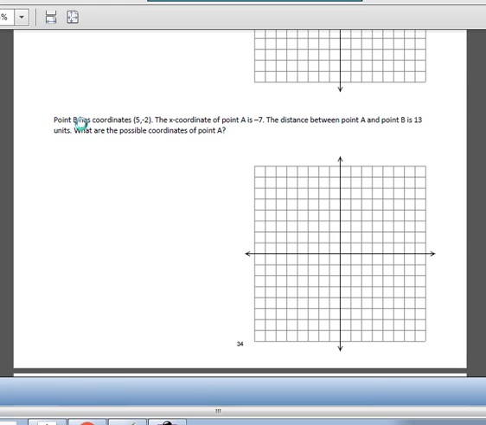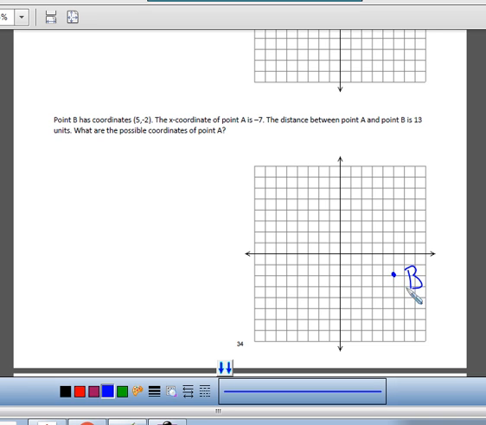Alright, so point B has coordinates 5, -2. So I count over 5, 1, 2, 3, 4, 5, down 2, put a point. There's point B. The x-coordinate of point A, so this time we're given the x-coordinate, not the y. So last time we went down 3. This time we're going to the left 7. And this is where x is -7. All along this line here, going up and down.